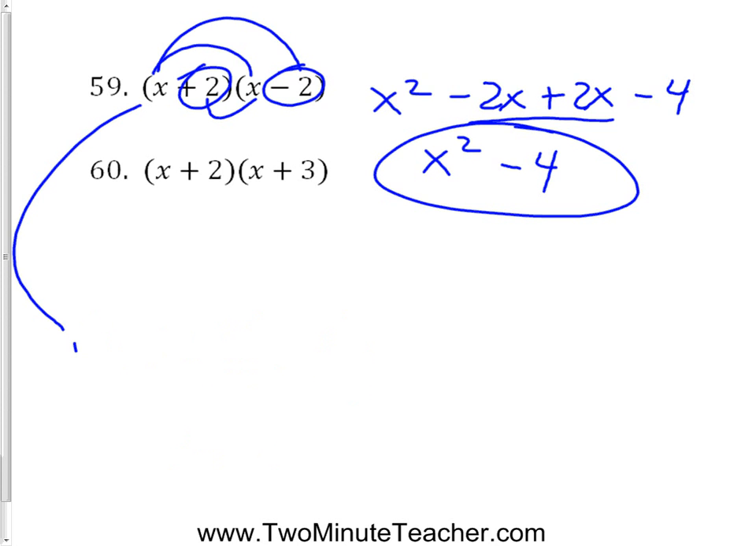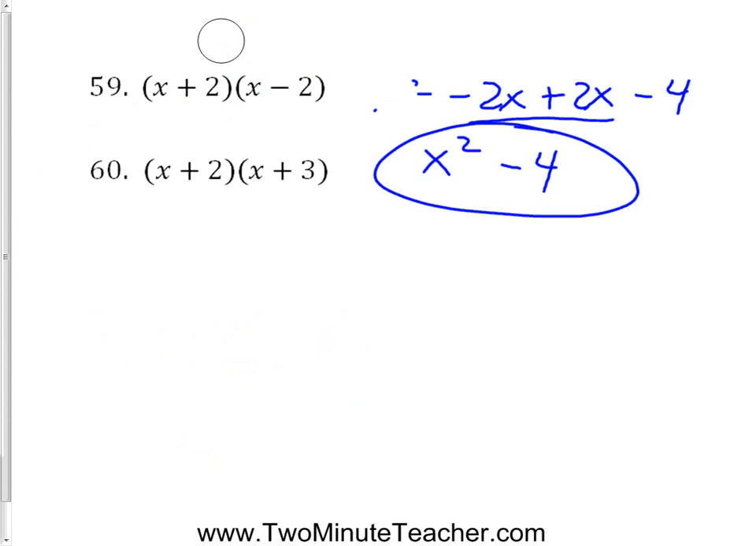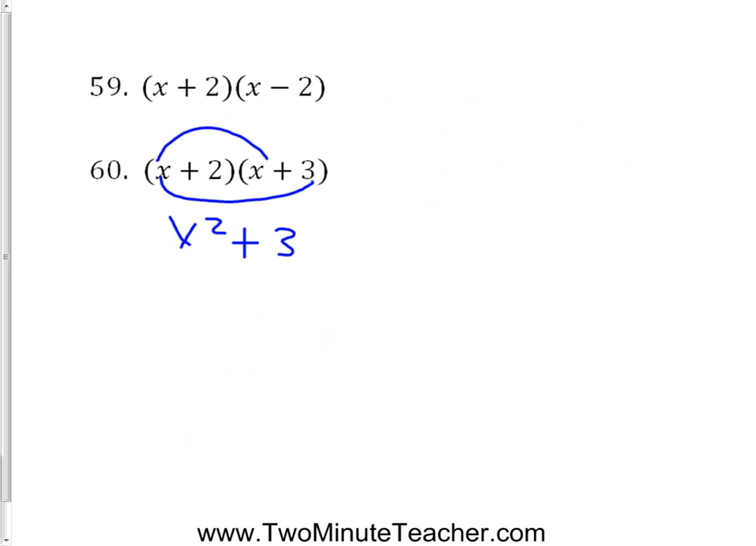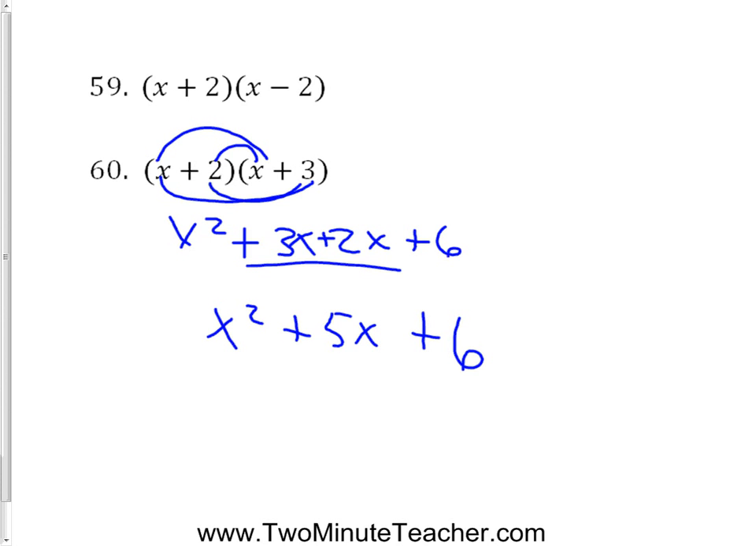Oh, I dropped my eraser. Let's move on. x plus 2 and x plus 3. Well, this is just a plain old-fashioned FOIL it out kind of problem. It's a product of binomials, and I do first, x squared. Outside, 3x. Inside, 2x. And the lasts, 3 times 2, 6. So you go x squared plus, and these get added together, 5x plus 6.